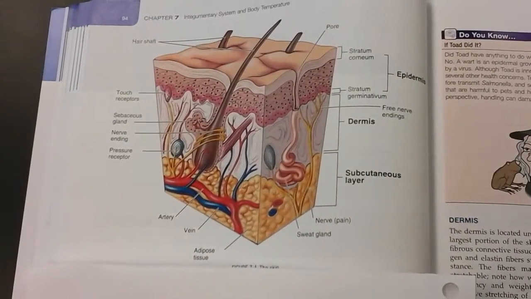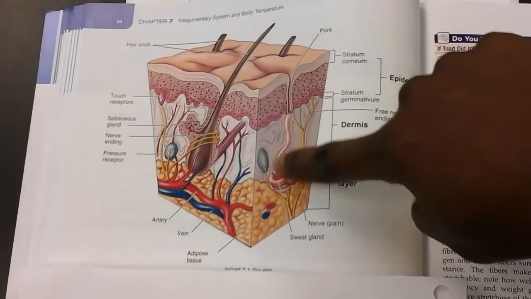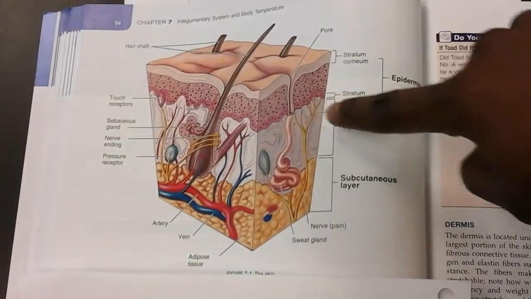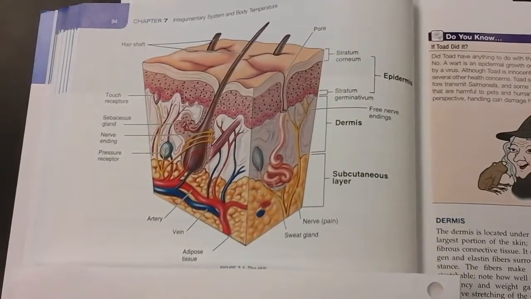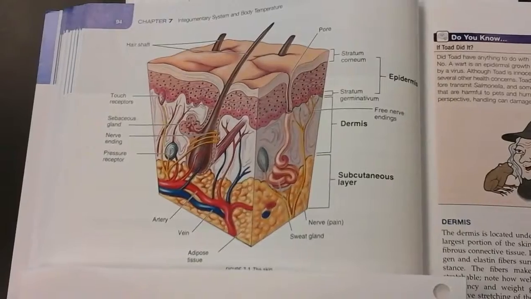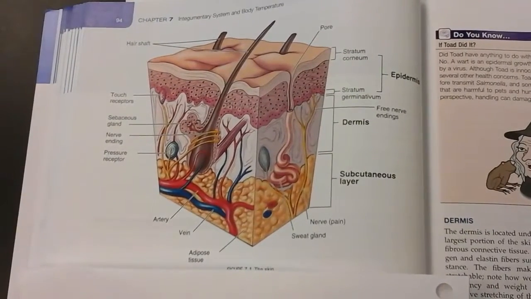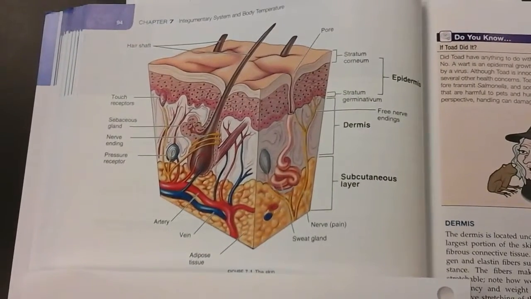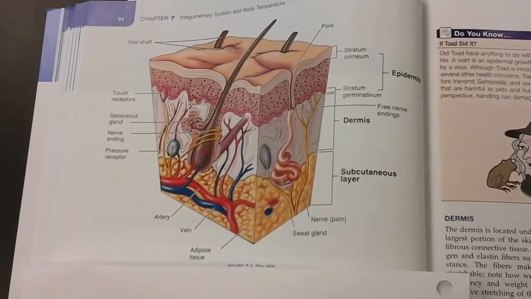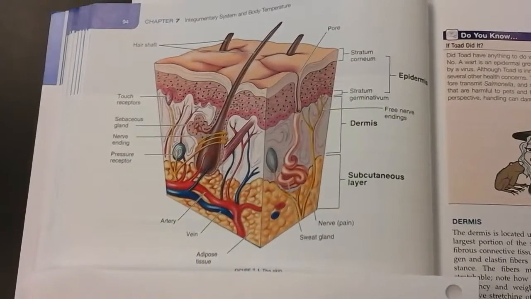The dermis, which is located right in the center, is underneath the epidermis and is the largest portion of the skin. It is composed of dense fibrous connective tissue. The fibers make the dermis strong and stretchable. Thickness of the dermis and epidermis vary according to the location in the body.